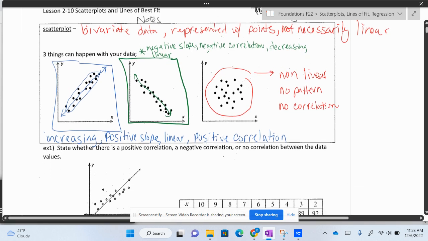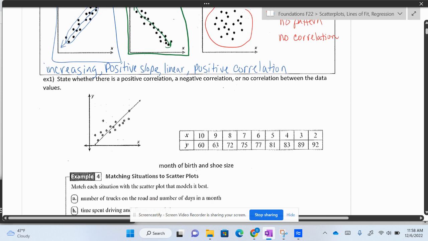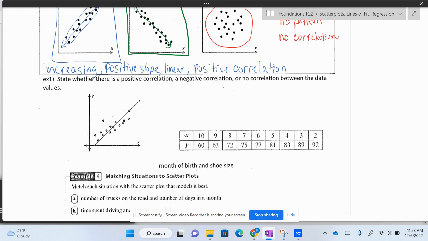Okay. So I want you to look at this first example and tell me if there's positive correlation, negative correlation, or no correlation. So let's look right here first at the graph. What do you think? Yeah, positive. This has positive correlation. What about the table? How would we even go about figuring out if that table had positive correlation? I feel like the top is negative because it goes down. So the top is going down by 1.